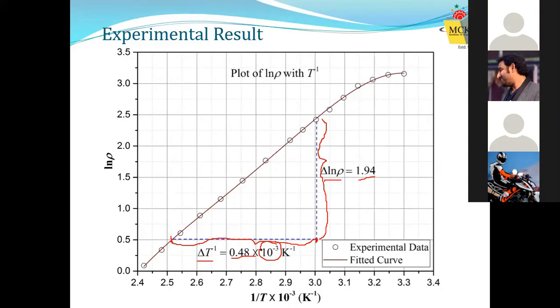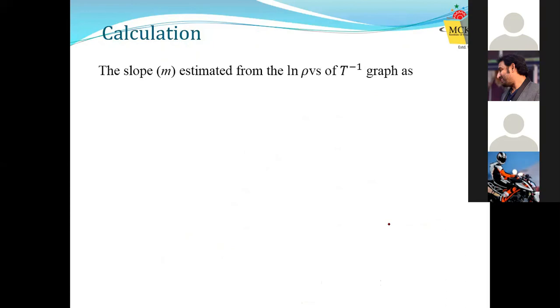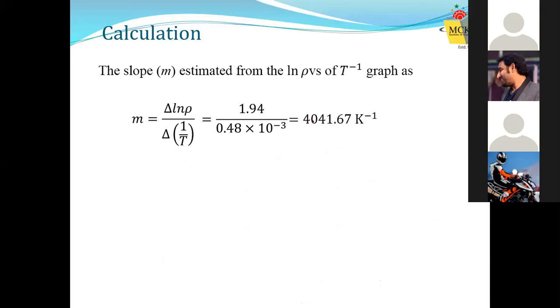So this is the base length and this is the height. So you know the slope. The slope from the graph is delta ln rho by delta T inverse. And delta ln rho is 1.94 and delta T inverse from my graph is 0.48 into 10 to the power of minus 3, which comes out to be this. And please, this won't be Kelvin inverse, this would be Kelvin. There is a mistake, this would be Kelvin.